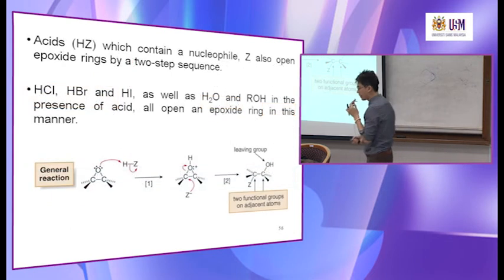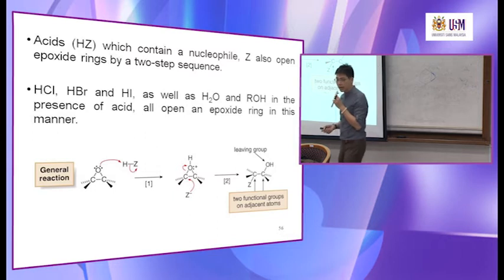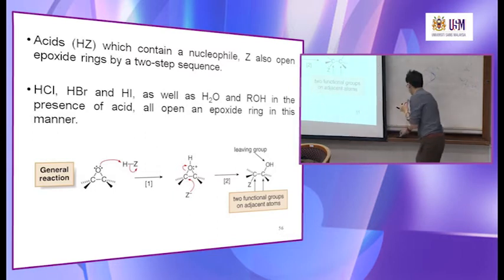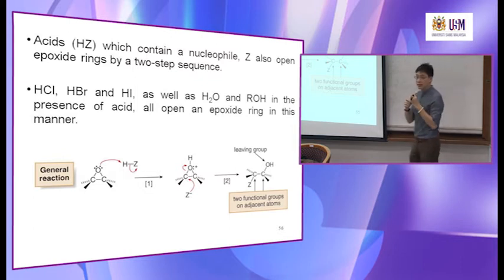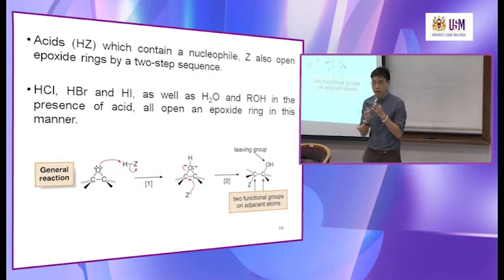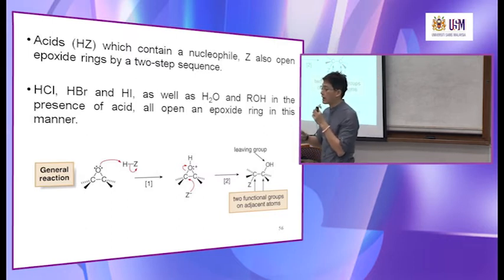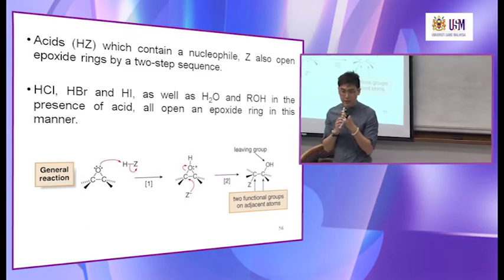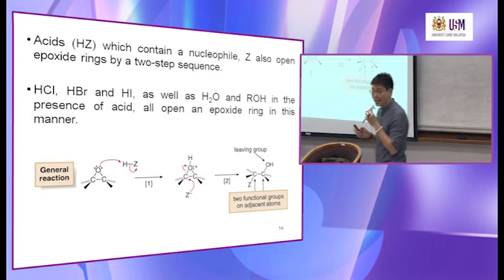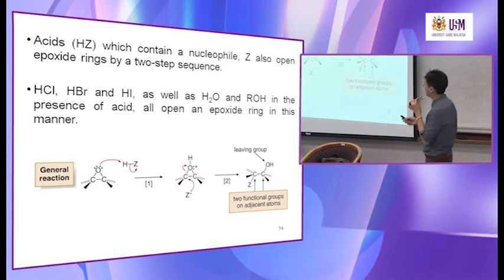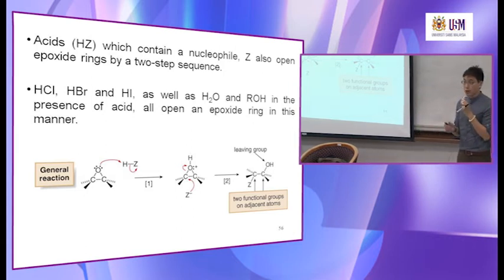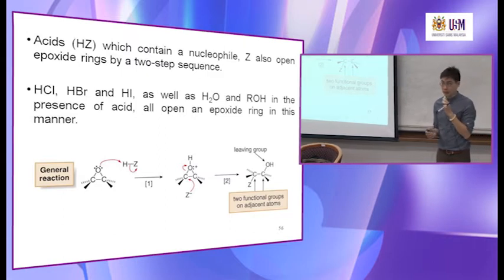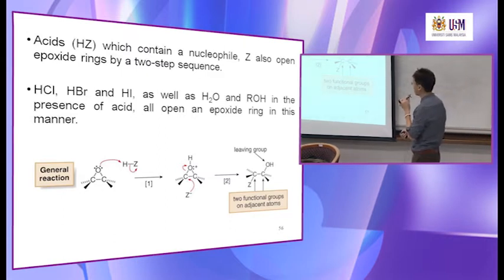So how about for the acid HZ? Clearly the mechanism will be different. Just now, because you had a nucleophile, the first step was a nucleophilic attack on the partially positively charged carbon. Now you have an acid and you have a lone pair. So the mechanism is different. In the reaction with acid, the protonation happens first. The first step is protonation.